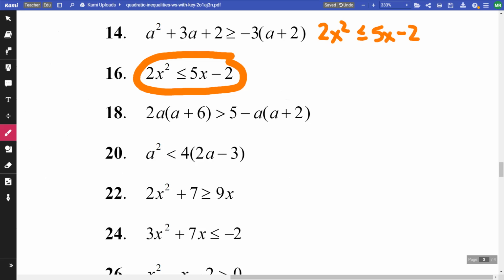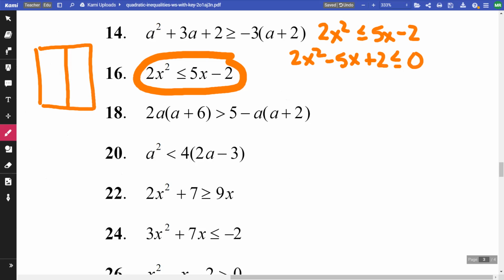I want to get 0 on one side, everything else on the other side. And so I'm going to have a positive 2x squared. I'm going to minus 5x. I'm going to add 2 less than or equal to 0. And then I am going to do a box to diamond. I'm going to do the box over here on this side just to space things out. So I'm going to do the box over here and the diamond.